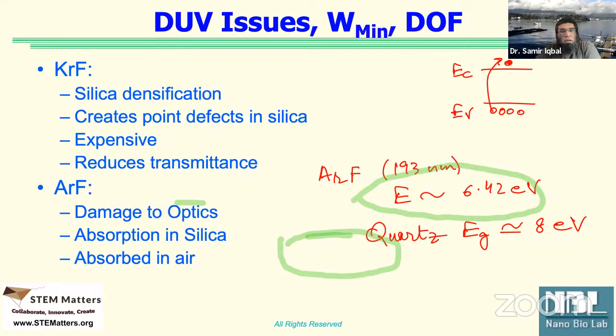which means the light we are projecting, all the energy will not reach your wafer, and your photoresist will not get exposed, right? So these issues become so important that we cannot use silica. We cannot use glass optics, or even transmittable optics. So we have to do some other tricks. They also have issues with absorption in silica or even in air.